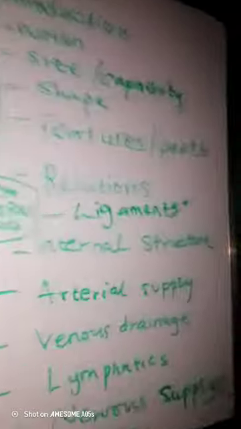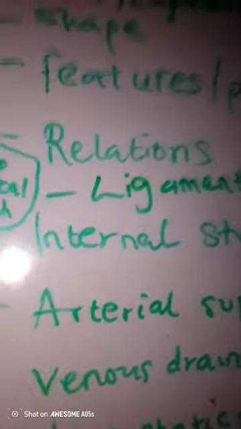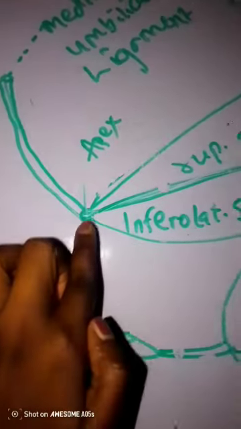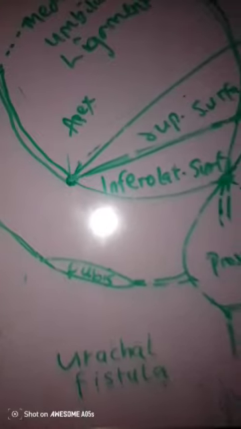Okay, that's by the way. So we have talked about the features and parts. We now talk about the relations of these various parts. We take it one by one so as not to mistake anyone or leave anyone out. This is the apex. The apex, you can see, is related to this fine guy, which is the median umbilical ligament. This is the obliterated urachus.